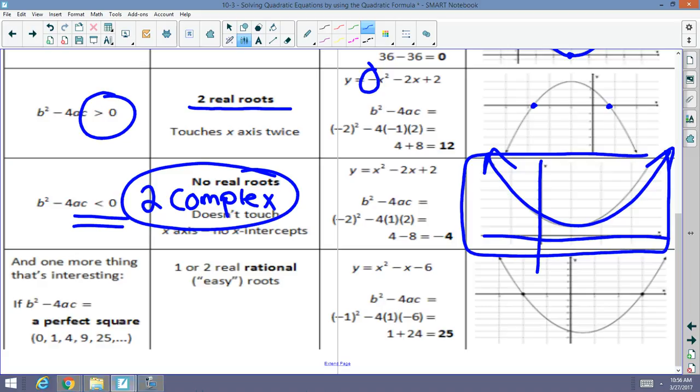Yes, sir. If you've got two imaginary solutions, you just plot the points. Would there be a y-intercept? Yes, there would be a y-intercept. The y-intercept will be right here. You still have a vertex. Everything in the graph will be the same, except there's no real solution. That means it never hit the x-axis.